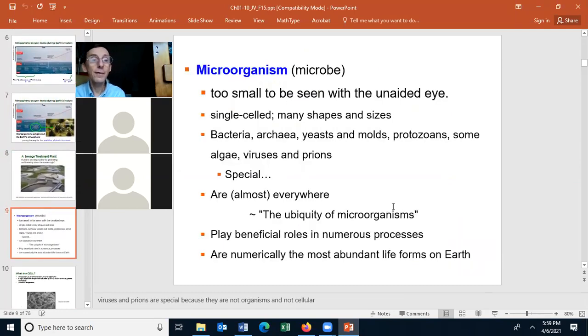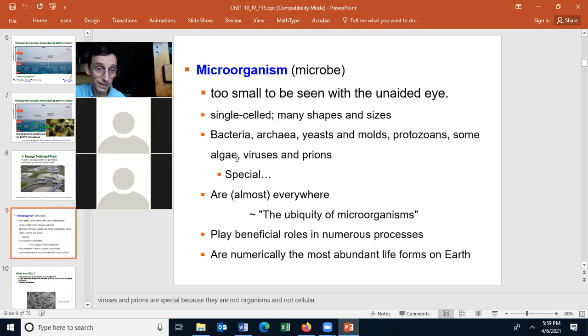Let's talk a little bit about microorganisms. When we use that term, we can use it synonymously with microbe. So a microbe means a microorganism, and this is an organism that is too small to be seen with the unaided eye. They are single-celled organisms. They can come in many shapes and sizes. They include bacteria, archaebacteria, also called archaea, the yeast, some molds, all the protozoans, some algae, and I'll talk about the algae. If they're single-celled algae, they're a microorganism.